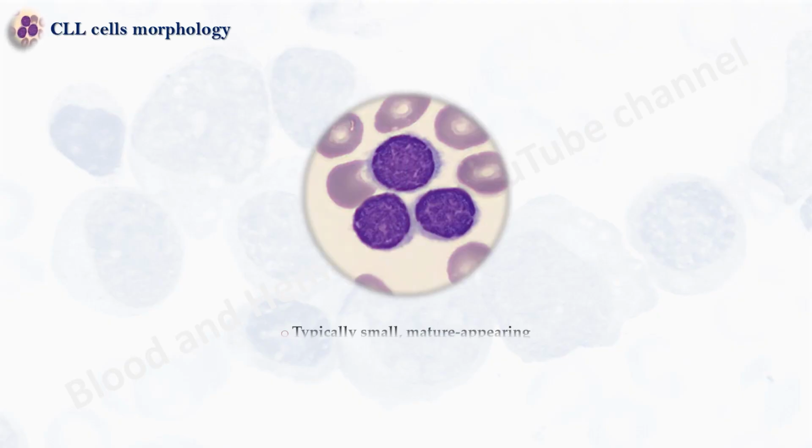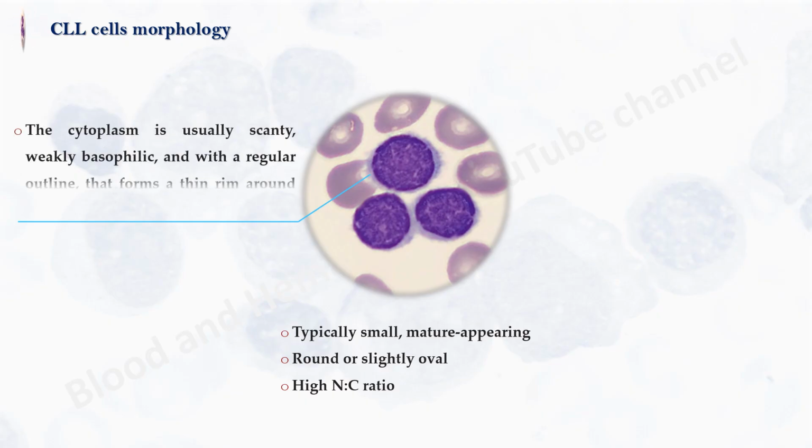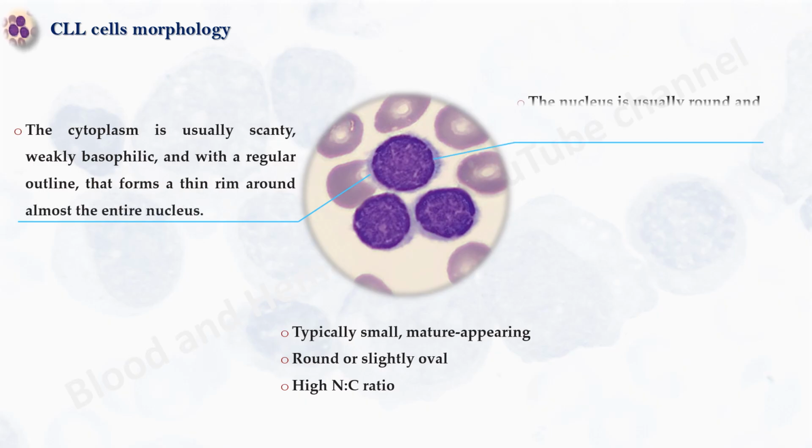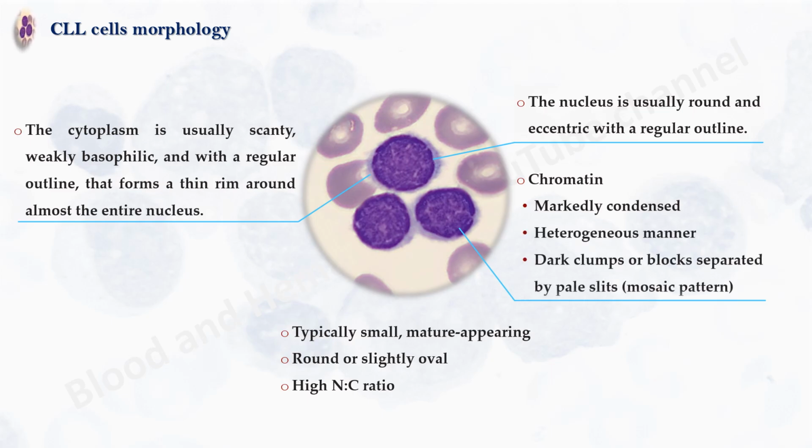The circulating leukemic cells are typically small, mature-appearing, round or slightly oval, with a high nucleocytoplasmic ratio. The cytoplasm is usually scanty, weakly basophilic, and with a regular outline that forms a thin rim around almost the entire nucleus. The nucleus is usually round and eccentric with a regular outline. The appearance of the chromatin is very characteristic, being markedly condensed but in a heterogeneous manner, so that there are dark clumps or blocks separated by pale slits, creating a mosaic pattern.